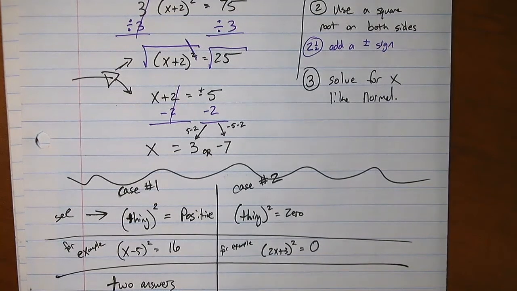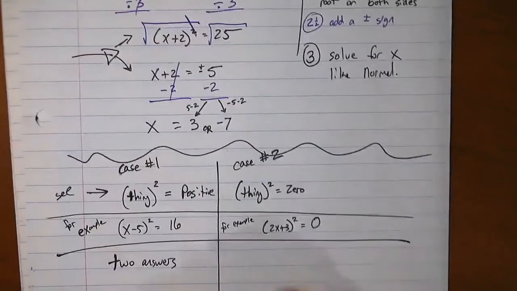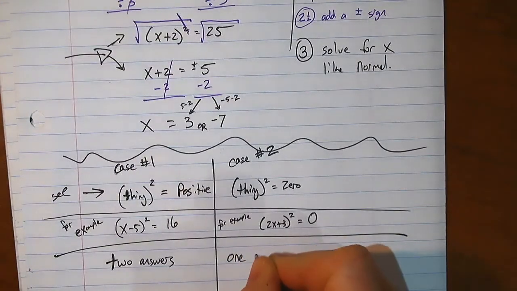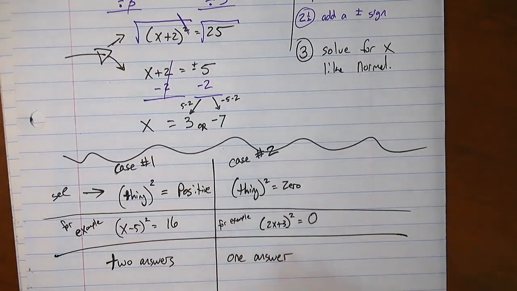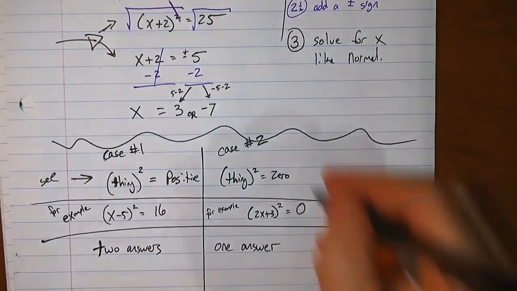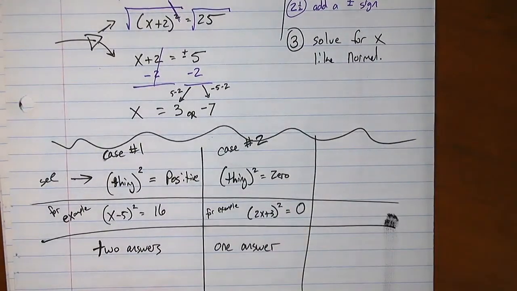We just leave it exactly like a 0, which means now we're only going to get one answer, because we didn't have a plus or minus sign. Now there's only going to be one answer.